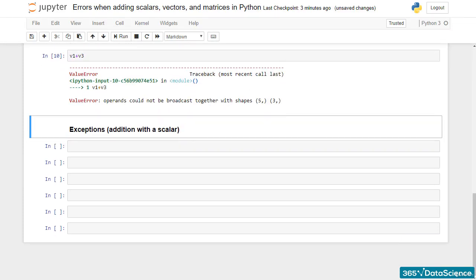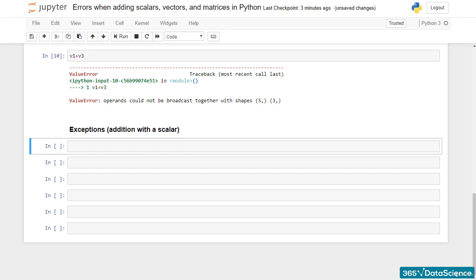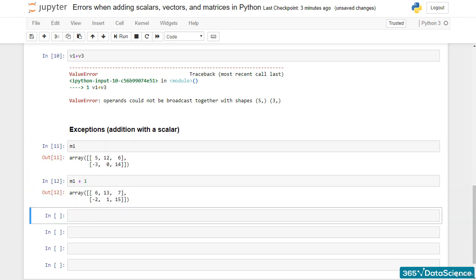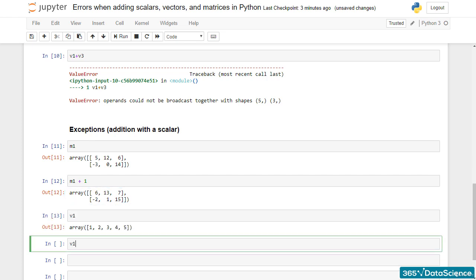Because of how arrays work in Python and many other languages, we can actually add scalars to matrices and vectors. For instance, if I add 1 to the matrix M1, you can see that 1 was added element-wise. In other words, each element was increased by 1. Similarly, if I add 1 to the vector v1, it will be added element-wise.